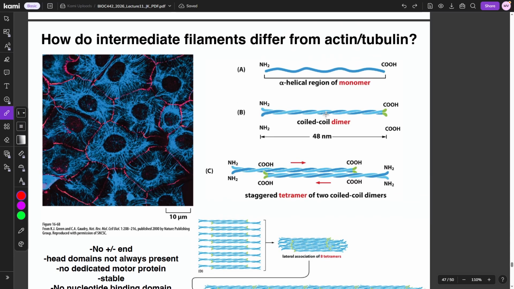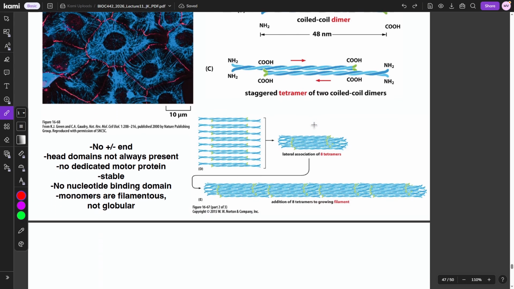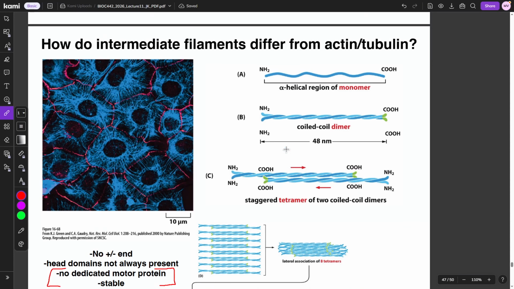A cool thing about these is that, if I'm not mistaken, the myosin heads are basically considered an intermediate filament. I'm pretty sure myosin is a very similar kind of process. But that's to say here that there's no dedicated motor protein. That's something to remember. I know they look structurally similar to the myosin tails, but don't mix those two together.